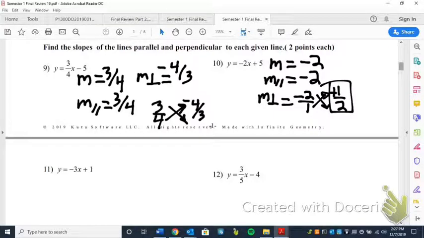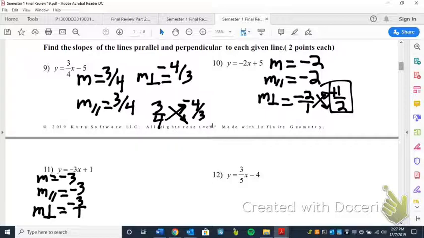Same thing for number 11. The slope here is negative 3. The parallel slope is negative 3 because parallel lines have the same slope. Perpendicular lines have slopes that are the negative reciprocal of each other. So we take the slope of this line, negative 3, flip it upside down, negative 1 over 3, and change the sign, 1/3. And any line that is perpendicular to that y equals negative 3x plus 1 line is going to have the slope of 1/3.